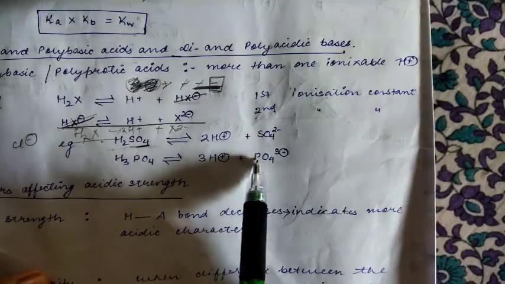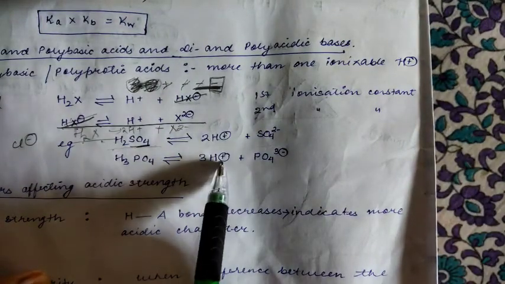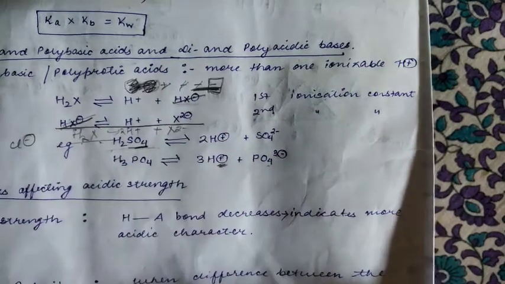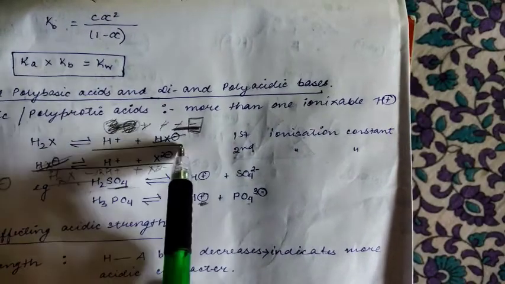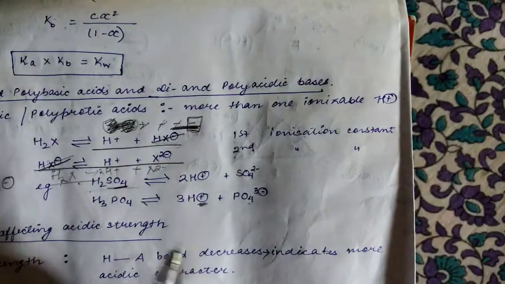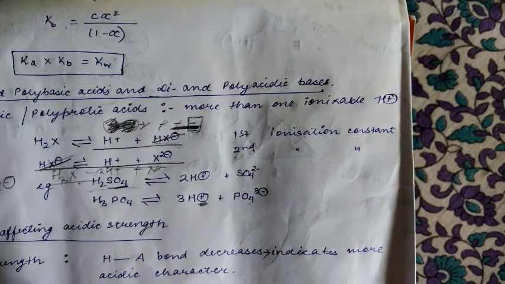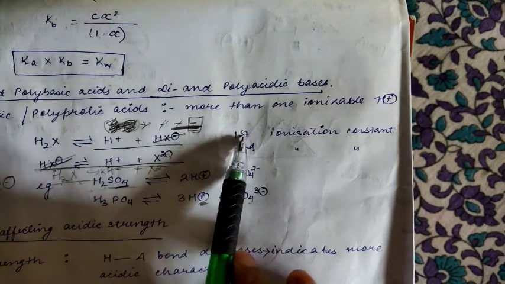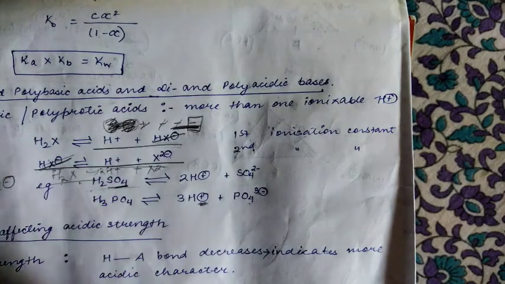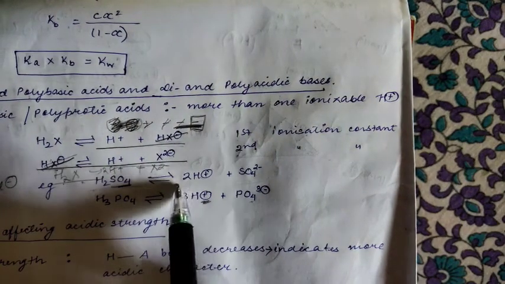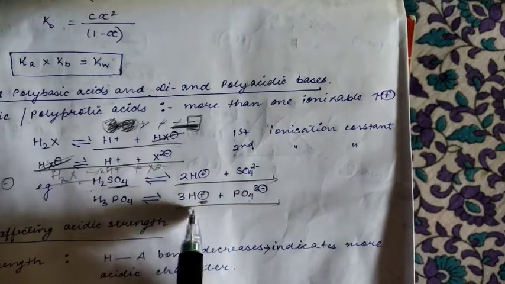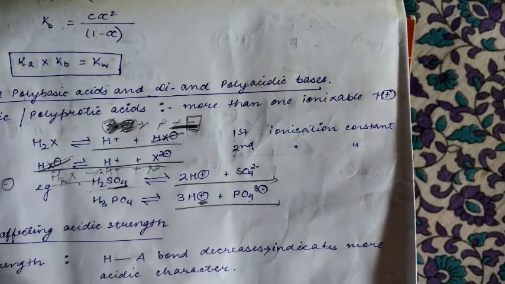In this example also you can see there are 3 hydrogens, so 3 protons will be released and the anion will acquire 3 negative. In the first stage you can take out the equilibrium constant, and in the second stage also you can take it out, right? In the first stage, that ionization constant is known as the first ionization constant, and then you will get the second ionization constant. Here you will get 2 ionization constants because 2 hydrogens are there, but here you will get 3 ionization constants because 3 steps will be there, and in every step you can take out the ionization constant.